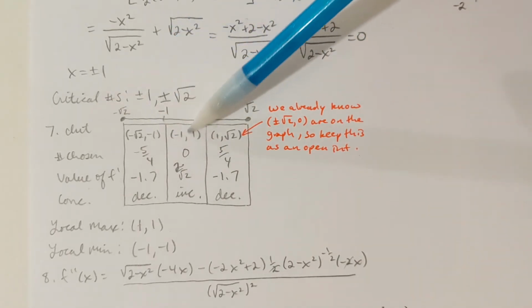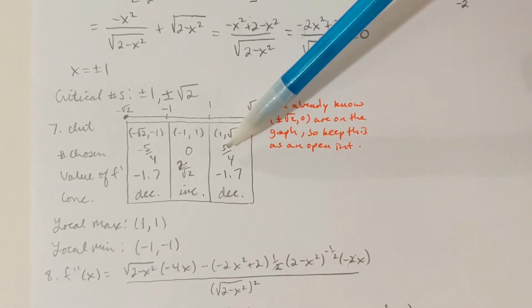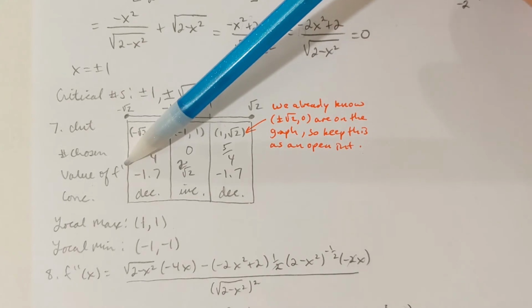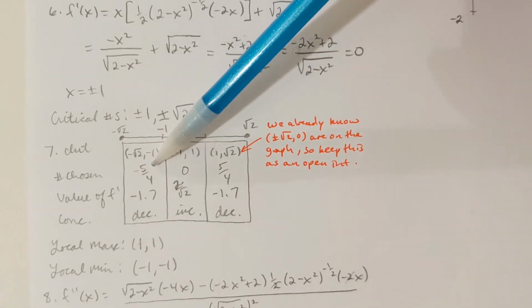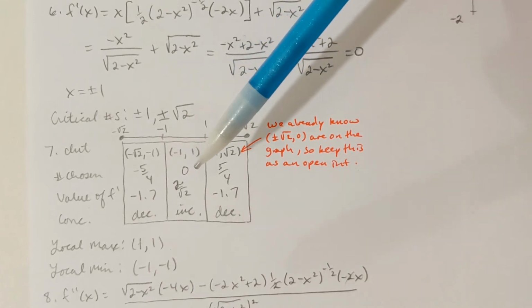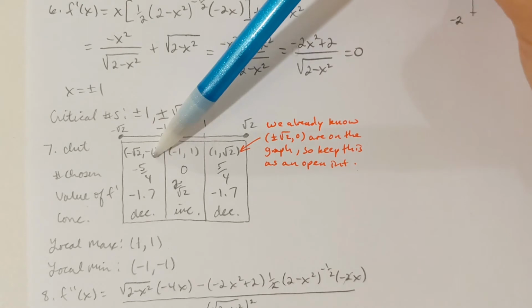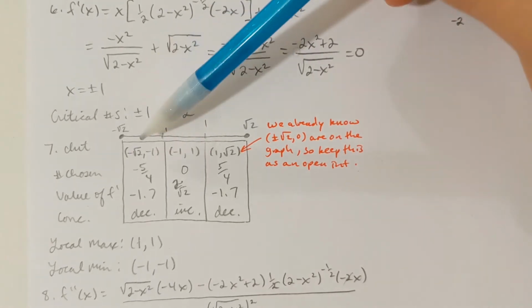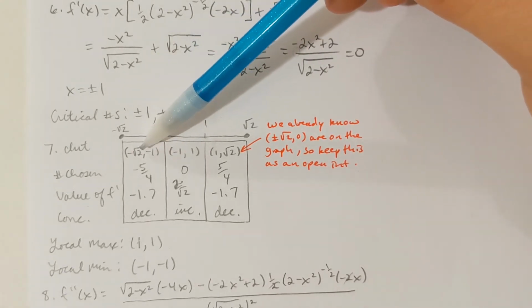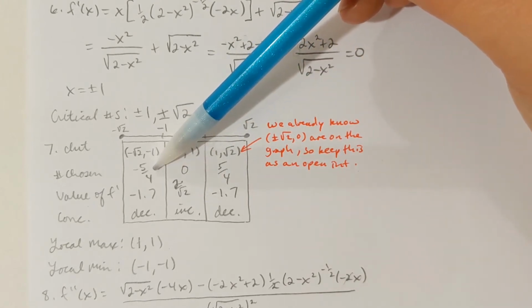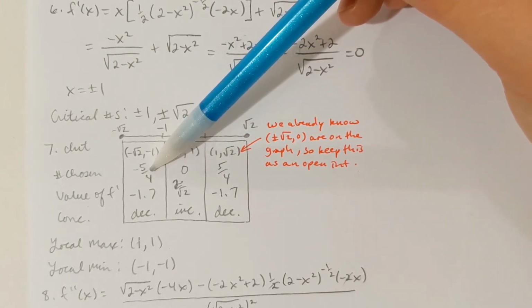And I've got my intervals arranged here, and I'm going to choose numbers in the interval, find the values of f prime, and then state the conclusion. So for the first group, and by the way, root 2 is roughly about 1.4 if you were to go nearest one digit on that. So in the first interval, I need to select a number that is between negative 1.4 and negative 1. Negative 1.25 would be a good one to use, or negative 5/4.